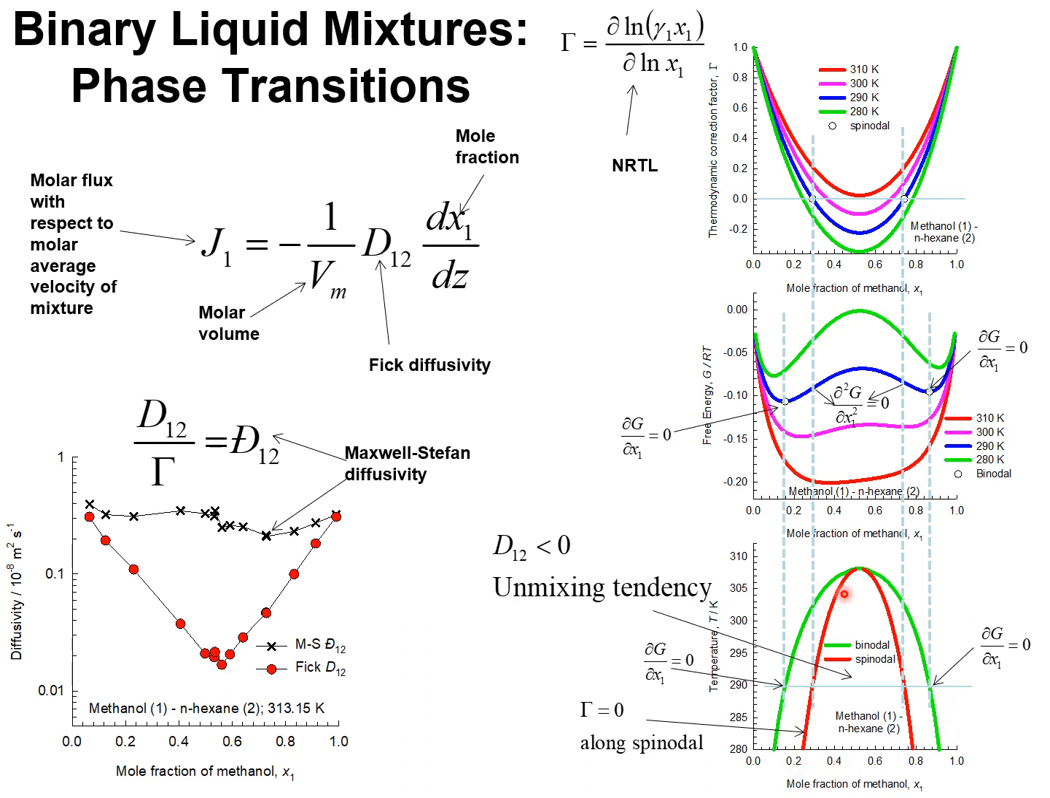The red line represents a spinodal curve. These are points at which the thermodynamic correction factor is 0. This is the same as stating that the second derivative of G with respect to the mole fraction is 0. So those are the points representing the spinodal curve.